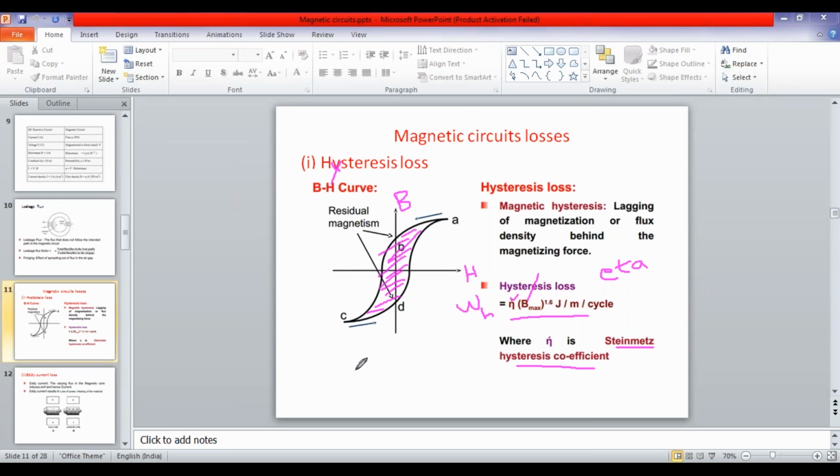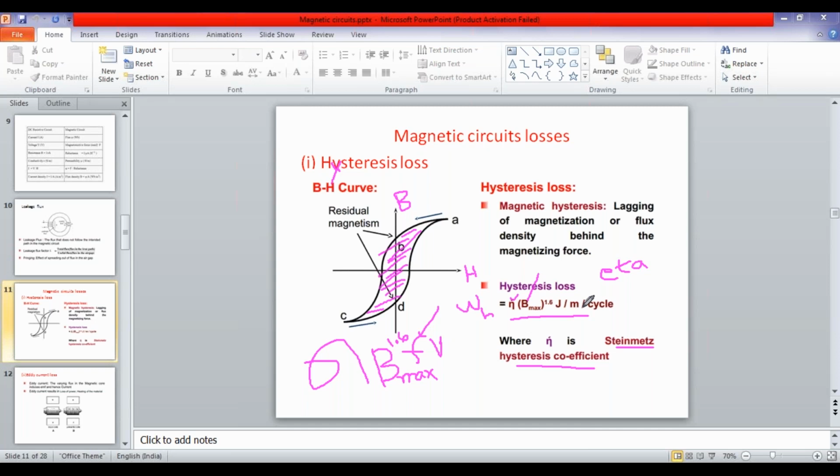Now its full formula is eta times Bmax, the maximum flux density, to the power 1.6, into F into V, where F is the frequency of the supply and V is the volume of the core. These formulas will actually come in your secondary subjects of DC machines. Now in the DC machines, you need to calculate these losses also.